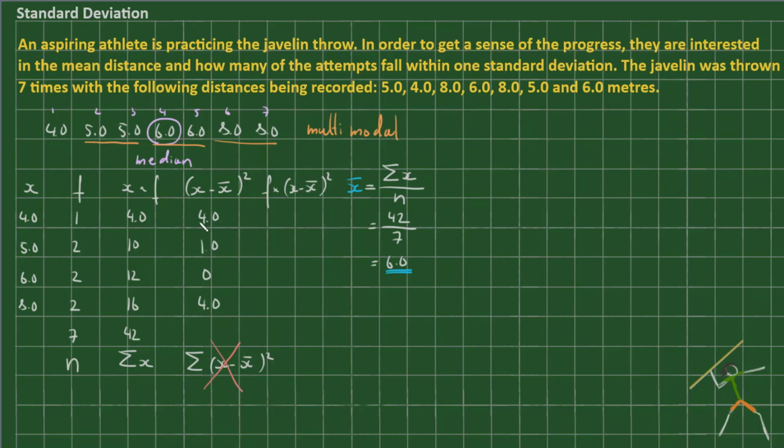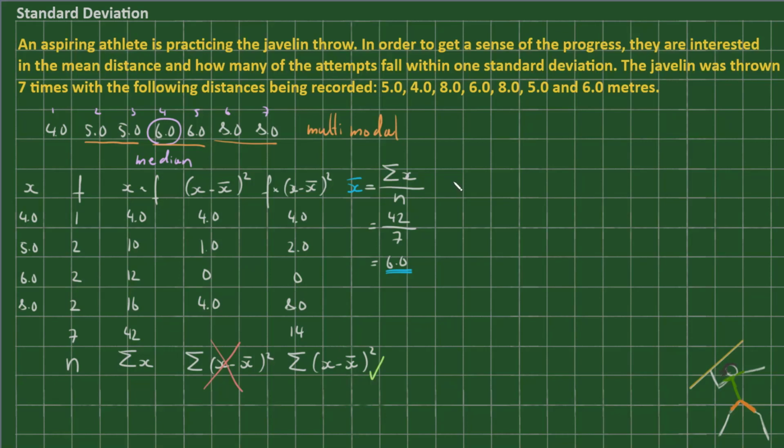So now I have f multiplied by 4.0, which is 4.0. Then I have 2 multiplied by 1.0, which is 2.0. I have 2 multiplied by 0, well, that's 0. And I have 2 multiplied by 4.0, that is 8.0. If I add all of these values together, I will have 14. And this is the sum of all (x minus x bar) squared values. This is what I can use to calculate the variance and then to calculate the standard deviation.